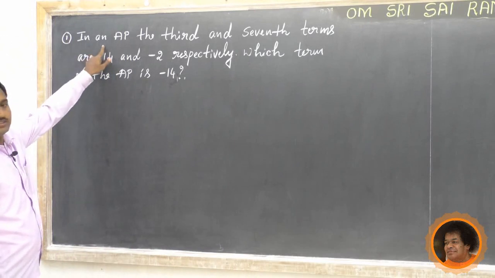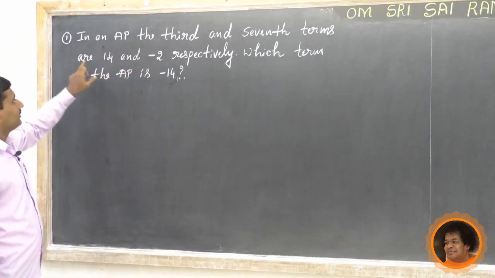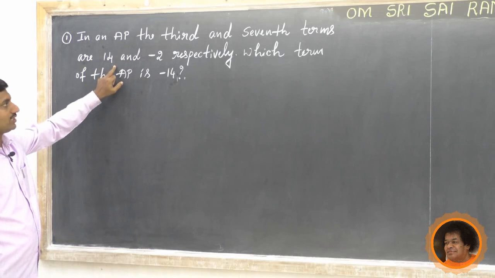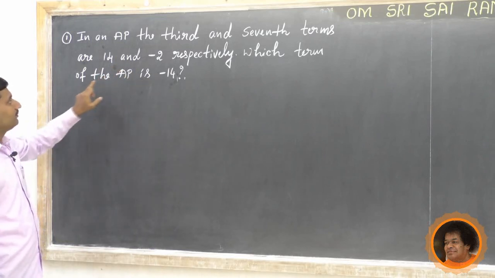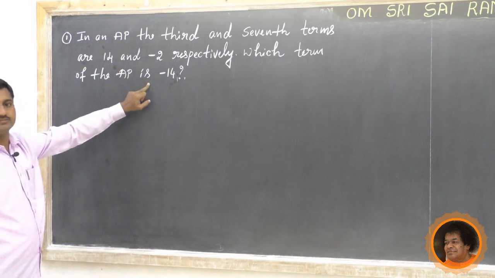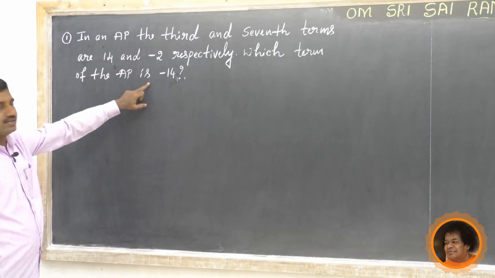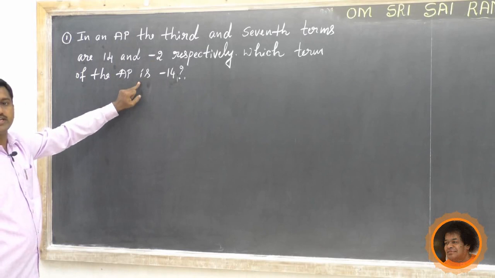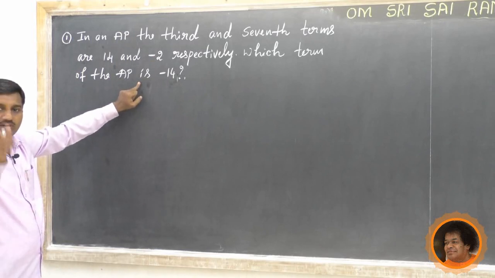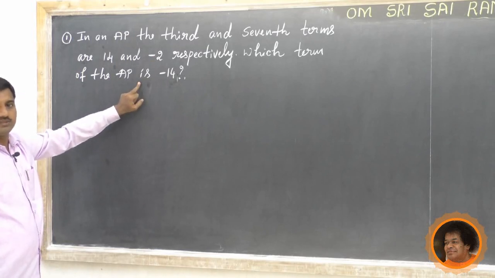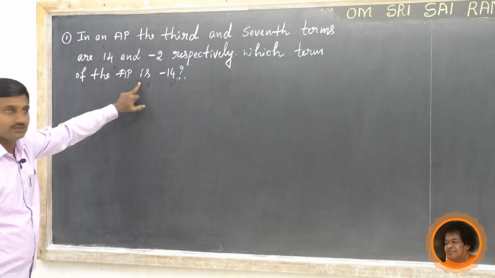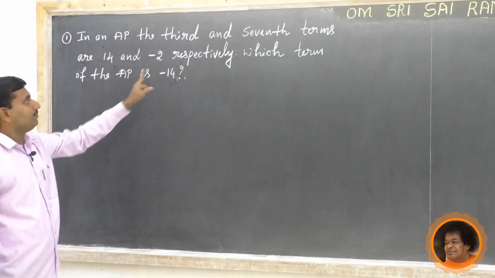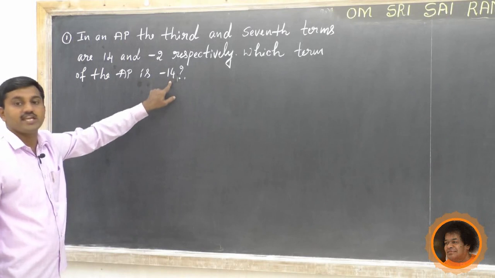In an AP, the third term and the seventh term are 14 and minus 2 respectively. Which term of the AP is minus 14? Understand the question correctly. Which term of the AP is minus 14? Which term? We have to find the number of terms, that is n. So here, which term of the AP is minus 14? So this one is an.